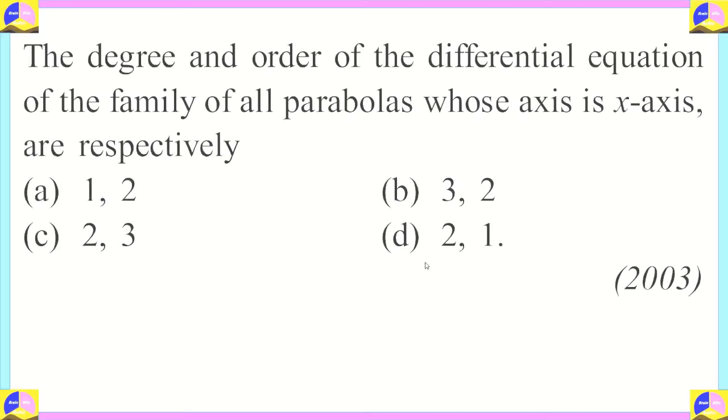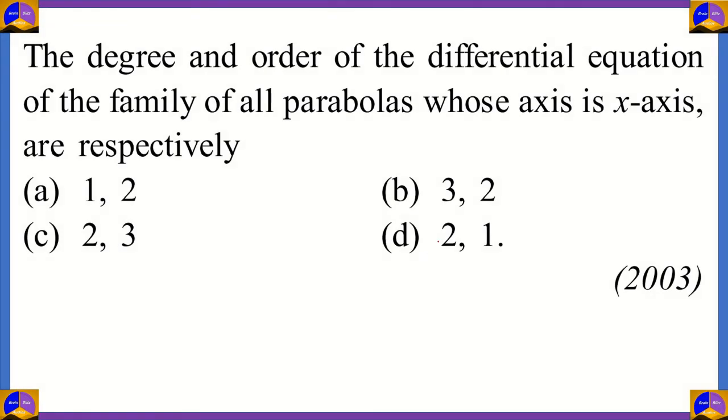So therefore the correct option for this question is option A, 1, 2. Now why is it not 2, 1? Because it says degree and order. So we have to take it as 1 and 2 instead of 2 and 1. So therefore this is incorrect.